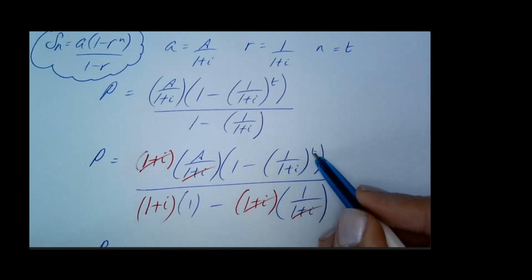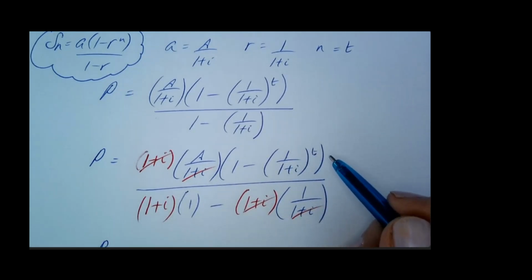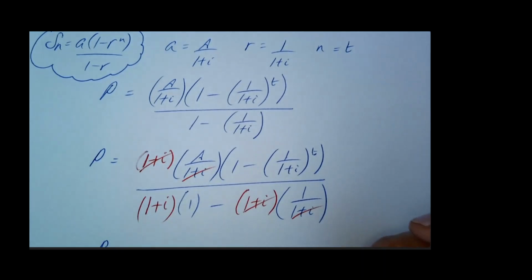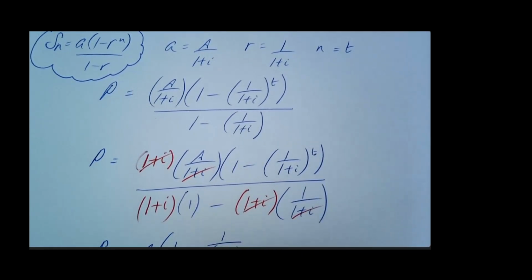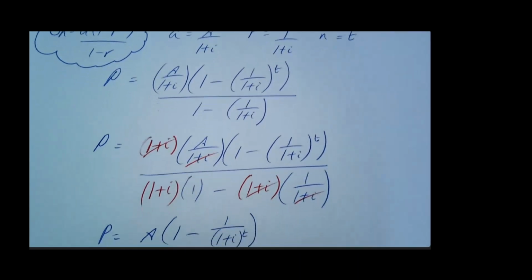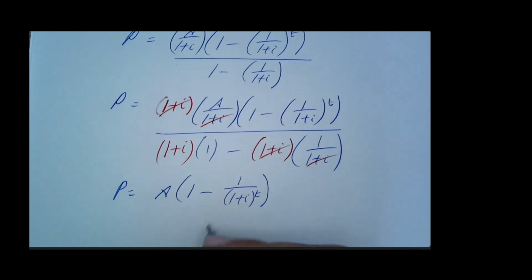So 1 to the power of t, no matter what t is, any power of 1 is still going to be 1. So I end up with a, that's now gone, 1 minus 1 to the power of t is 1, and the denominator to the power of t is 1 plus I to the power of t. So there we go. So I've kind of tidied that up quite nicely for myself there. Okay.